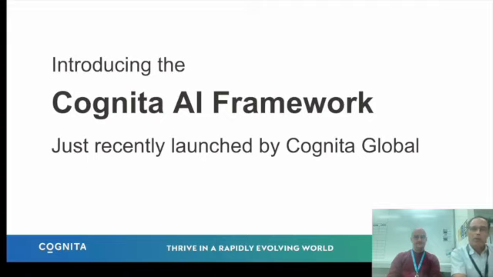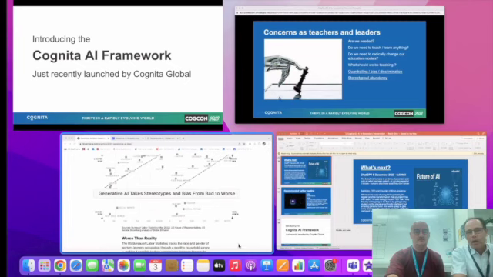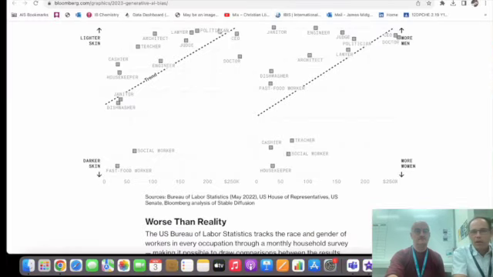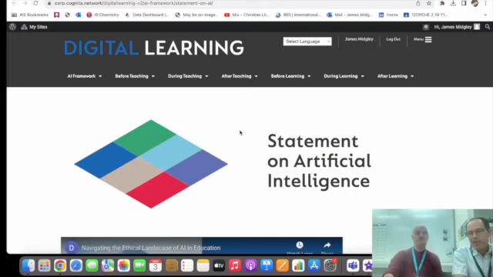Now, one thing I want to wrap up this afternoon with is a little introduction to the Cognita AI framework, which has been just recently launched by Cognita, and you'll find this as a link in one of the resources that your facilitator has made available to you. The way this came about was we gathered a group of about 8 of us from across the globe who go to Cognita schools. We had a couple of representatives from South America, a couple from Europe, the Middle East, and from Asia here. We got together for a week and talked just about AI.